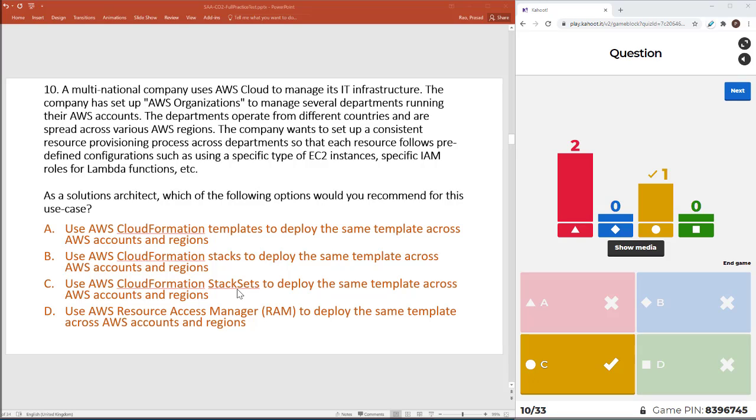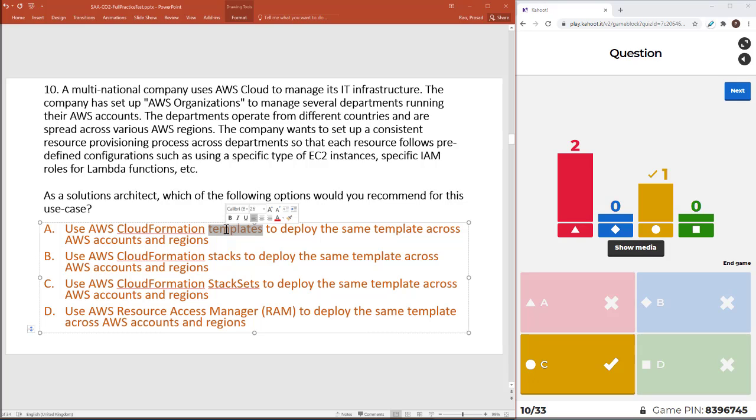A CloudFormation template is nothing more than JSON format or YAML format code, which can be used to provision resources. Great, that makes absolute sense. But the question here says about AWS Organizations managing their AWS accounts. When there is an AWS organization involved, that means there are multiple AWS accounts spread across various regions.